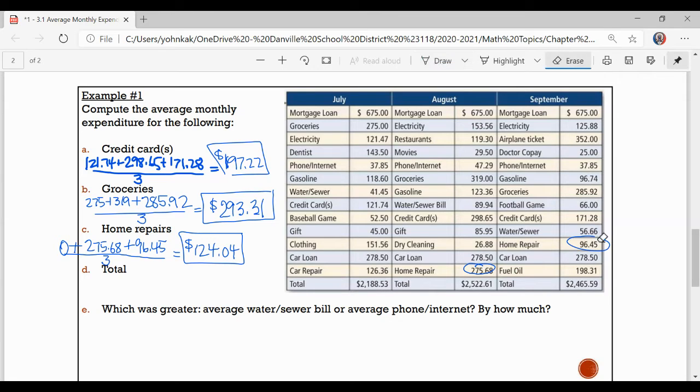Okay, part D, total. I want to find the average total expenditure. We have a total in July, a total in August, and a total in September. So if I add those, 2188.53 plus 2522.61 plus 2465.59, I added those three numbers together, so I'm going to divide by 3. On average, our total expenditure is $2,392.24.